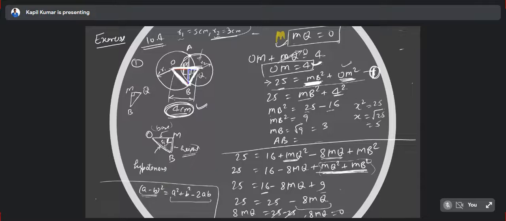Okay, so I am asking what will be AB? If MB is equal to 3, what will be AB? Sir, AB is equal to 5, right? No, it will become double of this MB, because MB is half of AB. So you just double this distance, and it will become 6 centimeter. So the length of this common chord is 6 centimeter.